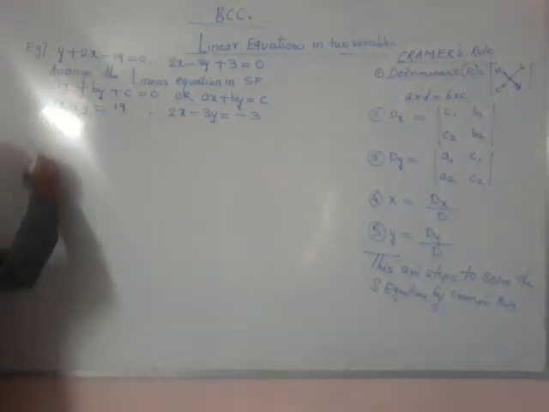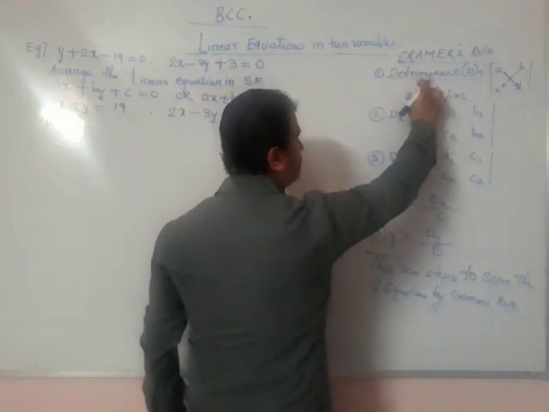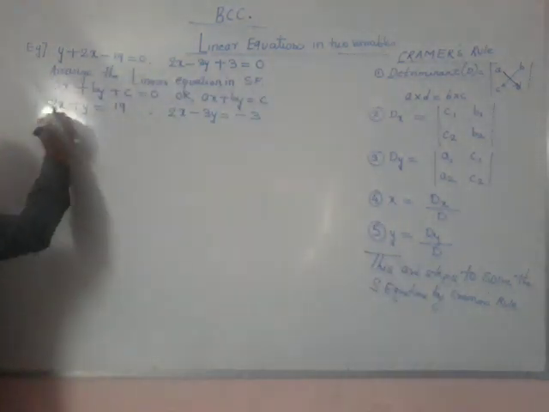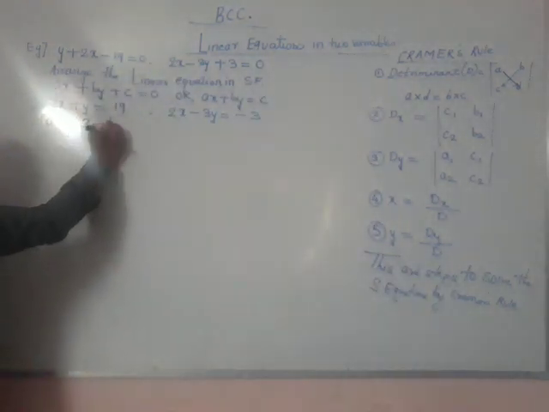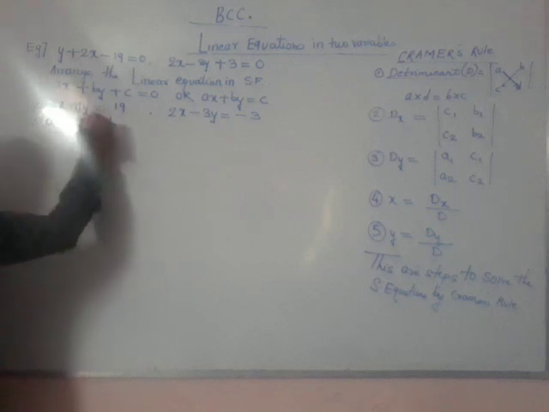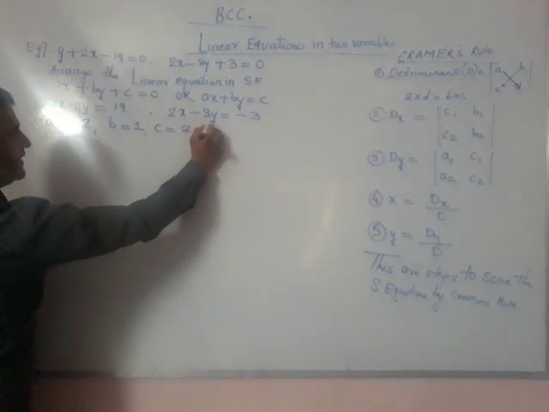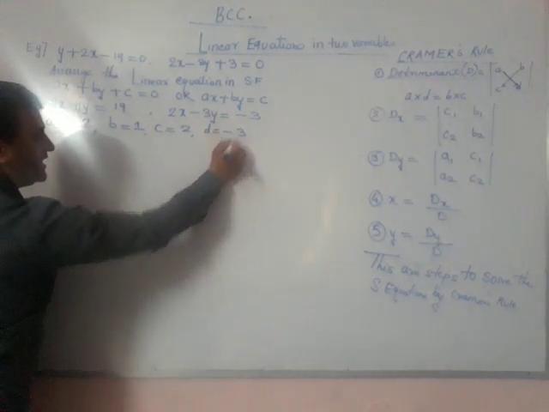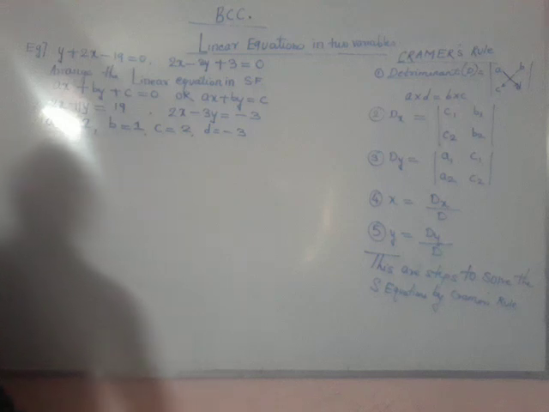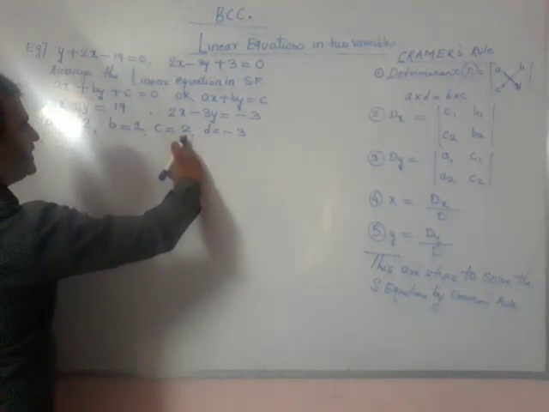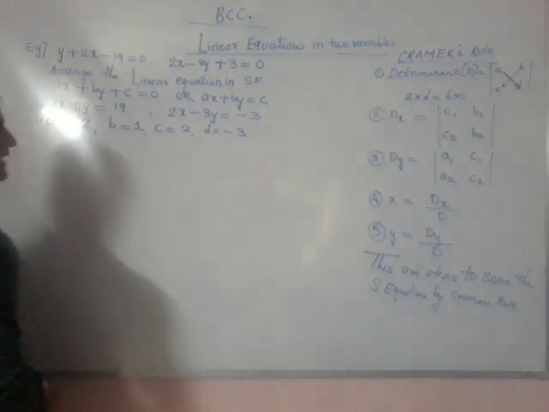Now let us find out the values of a, b, c and d, because to calculate the determinant you need a, b, c and d. So a is 2, b is its coefficient 1, c is 2 and d is minus 3 as its coefficient. Therefore students, write A value 2, B value 1, C value 2, D value minus 3.